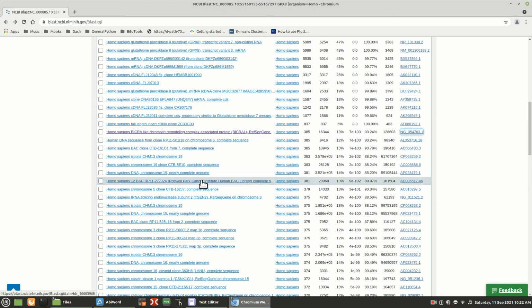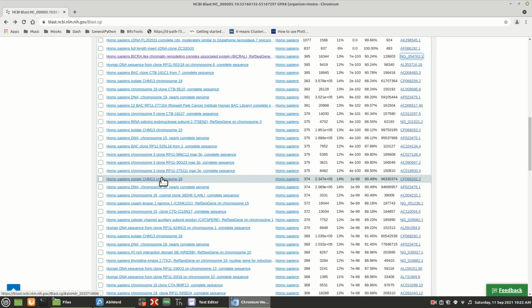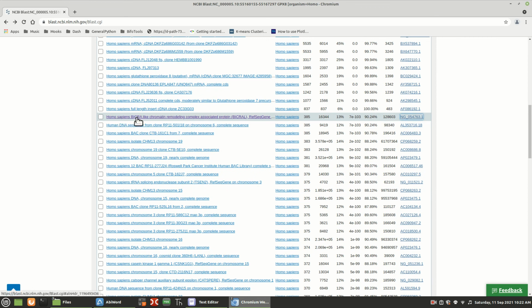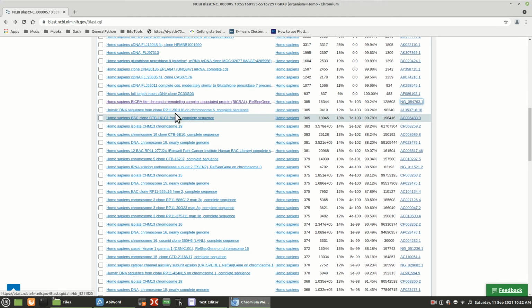So if you were to get this result, go through, read them, and don't choose things that are clones. Get something that actually has a name, like this was the BICRA, like chromosome remodeling complex. That sounds like it's something in particular that does something, and this is actually a set of genes that look like they go together. This is a little long, so if it's a little long, maybe you find something else. This is a clone, an isolate. You might try something like this.